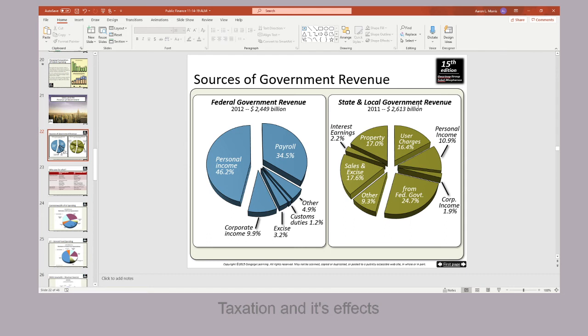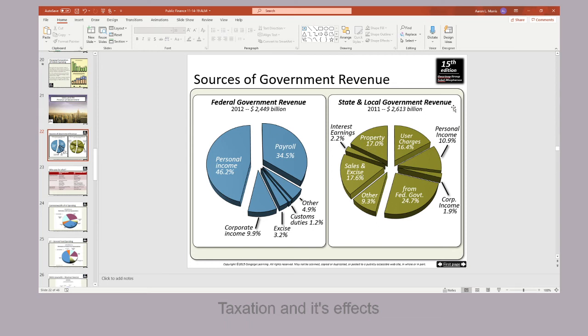State and local governments in your state capital and your city get their money from very different sources. First of all, the largest source is transfers from the federal government who give them grants to provide certain services. State taxes largely rely on sales and excise taxes. 17.6% of state income largely comes from sales taxes. So the 4, 5, 6% that you pay in sales tax that you see on your receipt goes to your state, not the federal government.